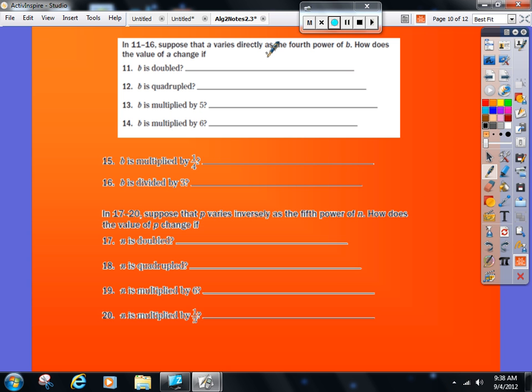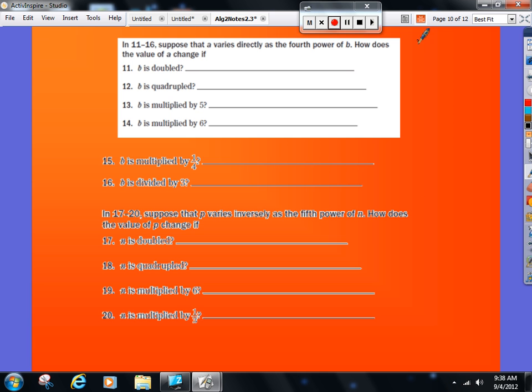Suppose that a varies directly as the fourth power of b. So I'm going to write that down. A equals kb to the fourth. How does the value of a change if b is doubled? Okay, if b is doubled, I have a equals k times 2b to the fourth. This is direct. So they're going to get big together and they're going to get small together. If I'm doubling b, I'm really multiplying a by, do you see it? 2 to the fourth.